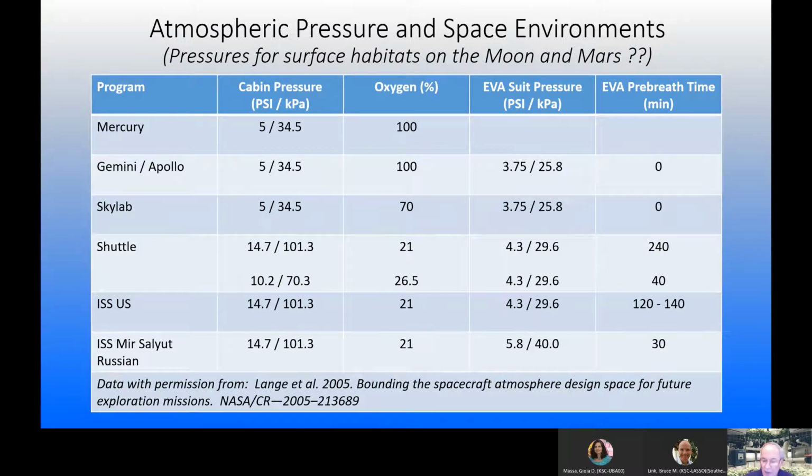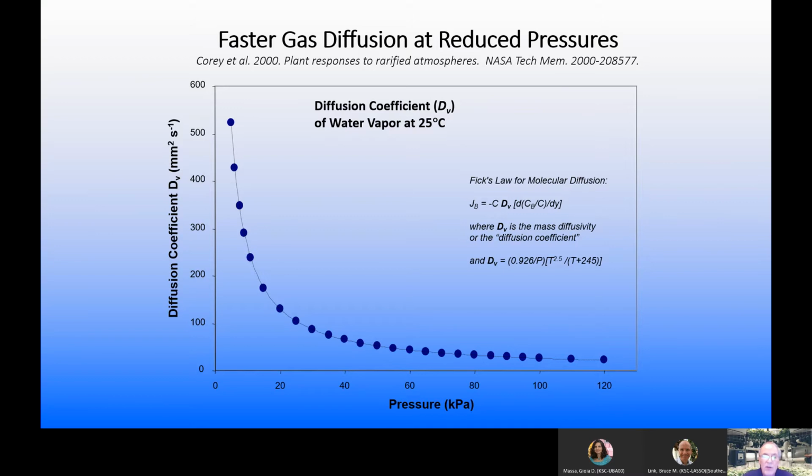So pressure is another phenomenon to consider. If you do have reduced or different pressures, you have to think about things like gas diffusion. That's a direct function of the external pressure around, say, a leaf. And this just shows an example of that. As you go down in pressure, the diffusion coefficient of all gases goes up. In this case, this is a model for carbon dioxide taken from a paper by Corey et al. But it's a function of Fick's law of molecular diffusion. So this will affect things like transpiration and gas exchange with plants.